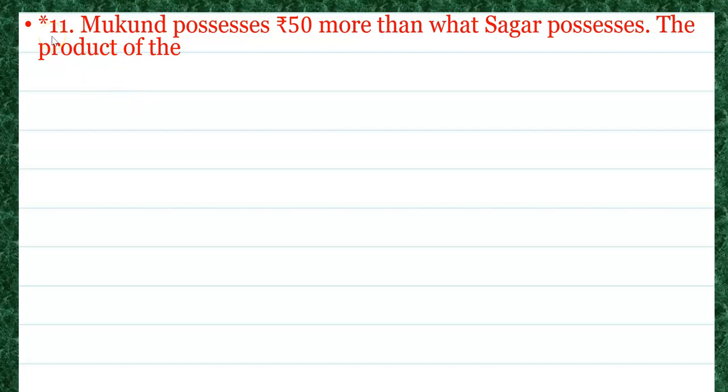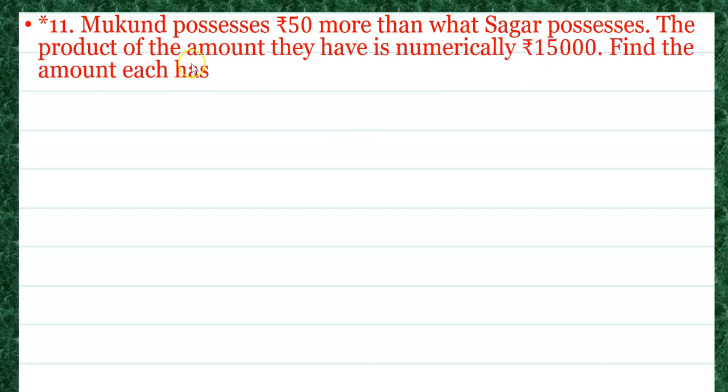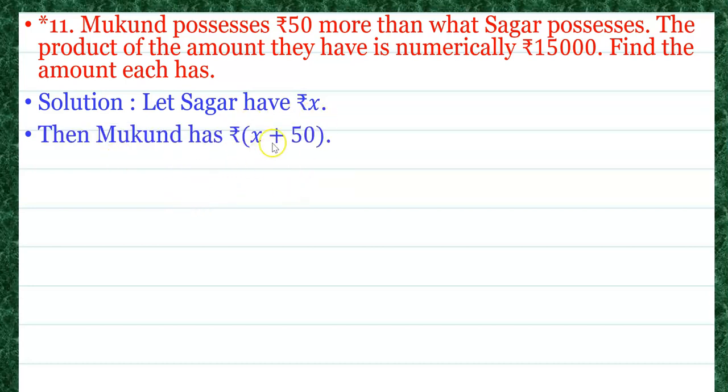Okay, now question number 11, let us start it as well. Mukund possesses ₹50 more than what Sagar possesses. The product of the amounts they have is numerically equal to ₹15,000. Find the amount each has. Okay, now the solution. Let Sagar have ₹x. Mukund has 50 more, therefore Mukund has ₹x plus 50.